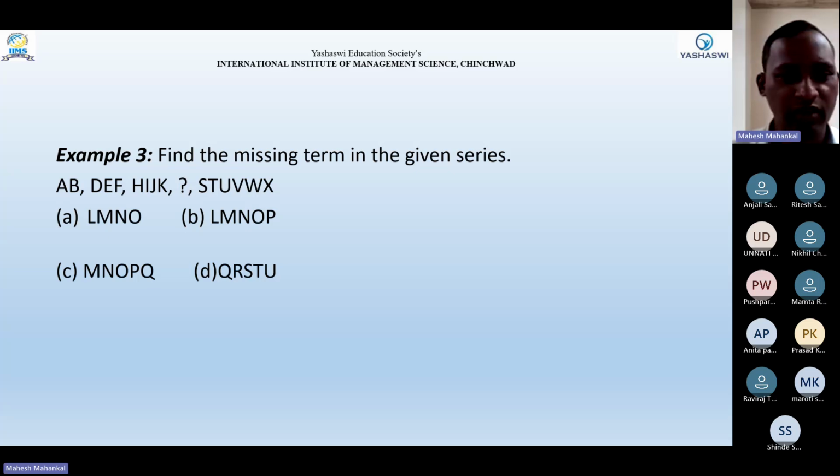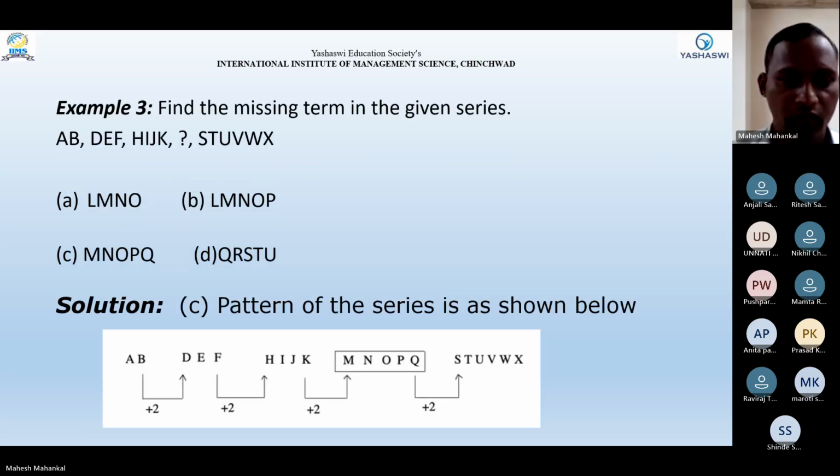Someone says A, someone says B, and someone says C and D. What is the correct answer? We are going to see in the next slide. C, yes, beta, option C. Okay, option C, the pattern of the series is correct. See how this came.